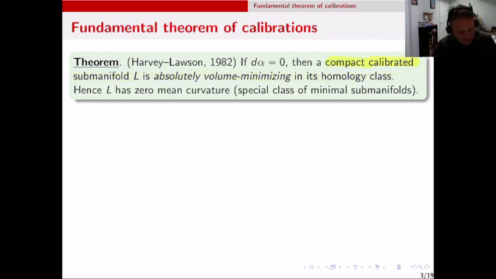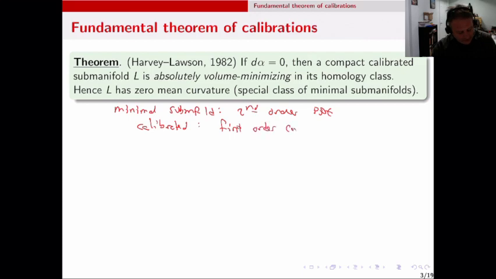Okay? In particular, since it's absolutely volume minimizing in its homology class, it's certainly locally volume minimizing, so it's certainly a critical point of the volume functional. And therefore, it must have zero mean curvature. So these calibrated submanifolds are a special class of minimal submanifolds. So a minimal submanifold is a second order condition, second order PDE, because the mean curvature is a second order invariant we get from the second fundamental form. But being calibrated is a first order condition.